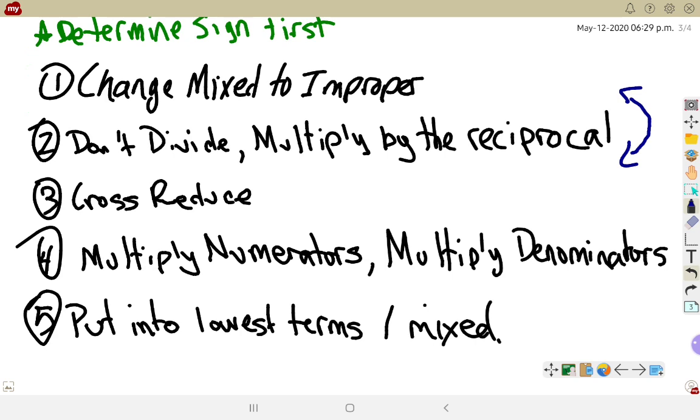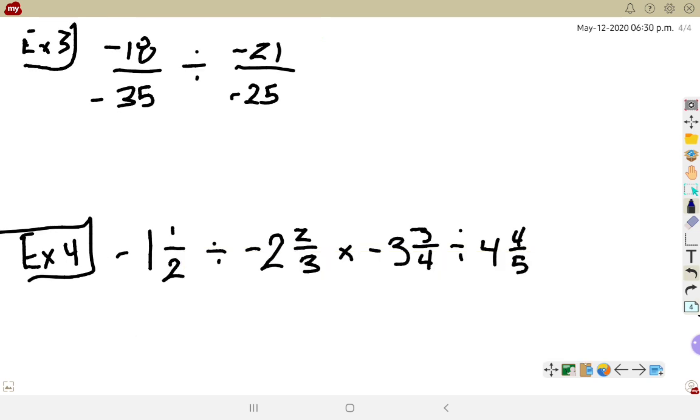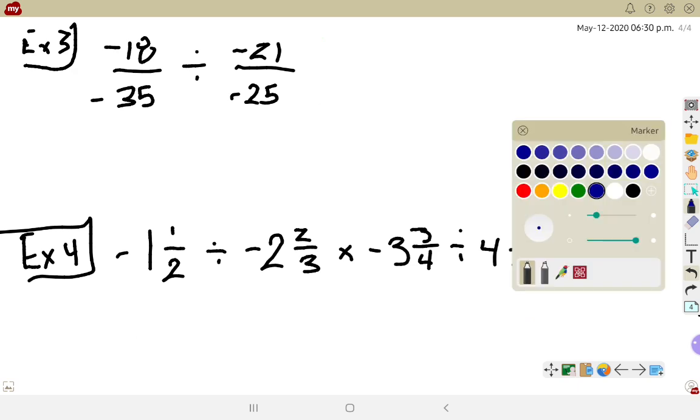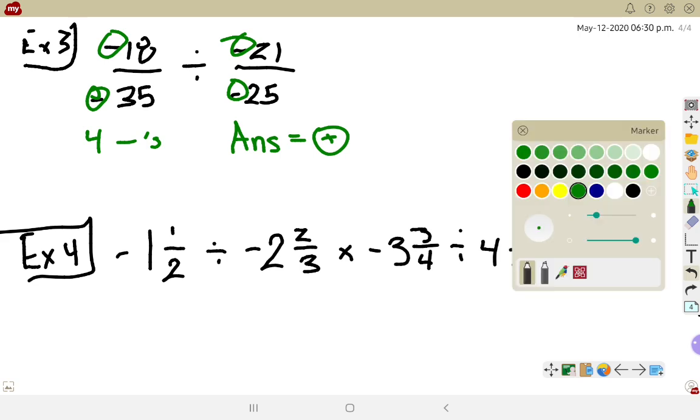Okay? After you've changed it to multiplying, we're going to cross reduce. We're going to multiply the numerators, multiply the denominators, and then double check it's in lowest terms and change anything improper to mixed. Okay, I got a couple of examples here. Alright, so first off, I'm going to check for my sign. So I've got 1, 2, 3, 4 negative signs, right? So 4 negatives means that we are going to have a positive answer. Okay, so I'm not going to bother writing my negative signs in here. I'm just going to leave it because I know what it's going to be at the end.